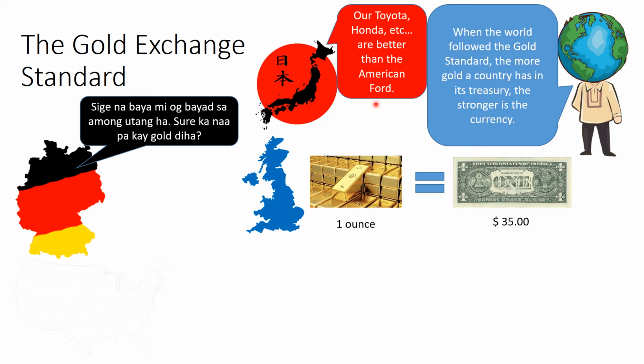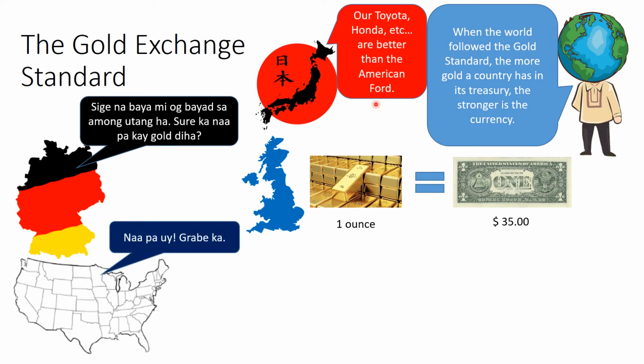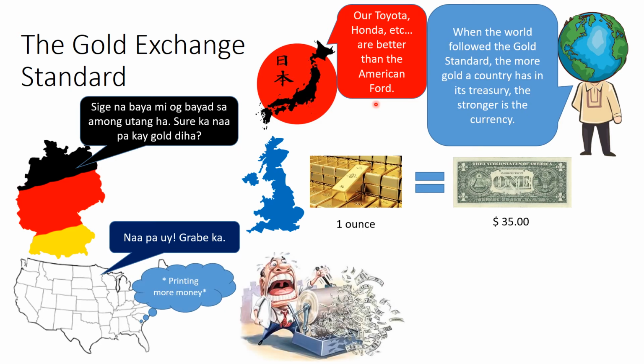Sure ka na pa kay gold. So actually nagkabalak ang US. Pero tinutan na, sige print o kwarta ang US. Bisan wala na ayang gold na kadiplit na kay nagsige mag konvert ang kanyang mga nation states o gold nila sa US.